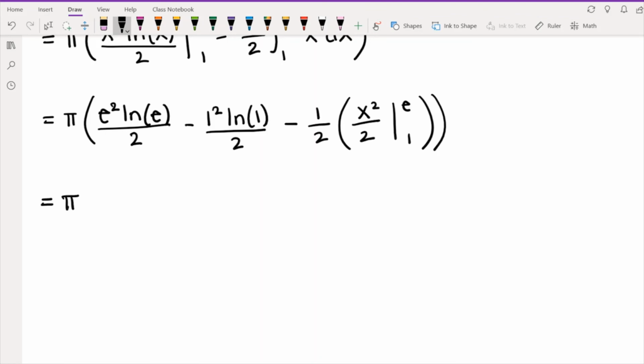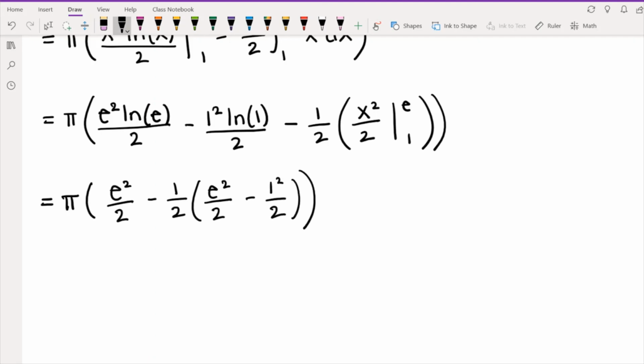This is pi times, so ln of e is 1, right? Because it's what power you have to raise e to get e. So we just get e squared over 2. And then ln of 1 is 0. And so this whole term is going to go away because ln of 1 is 0. And then we have 1/2 times, so x squared over 2, we first plug in e, then we plug in 1. So almost done here. So now we have pi times e squared over 2 minus e squared over 4 plus 1/4.